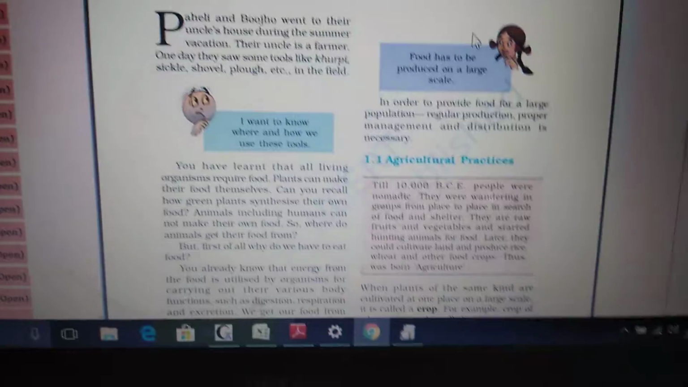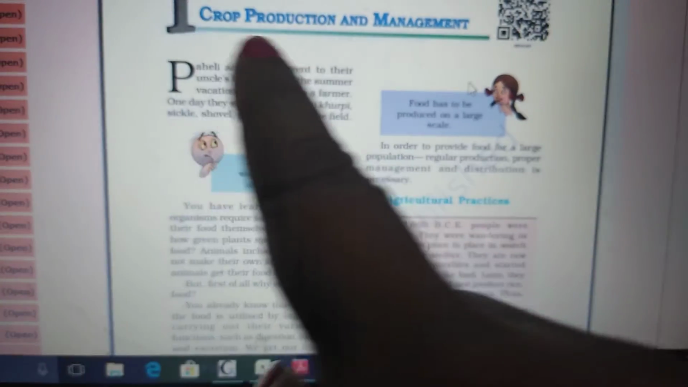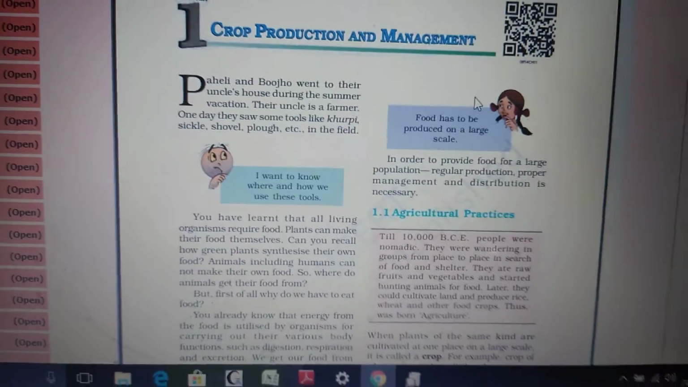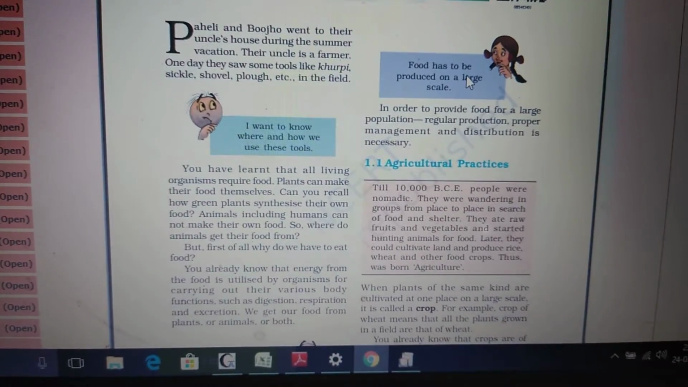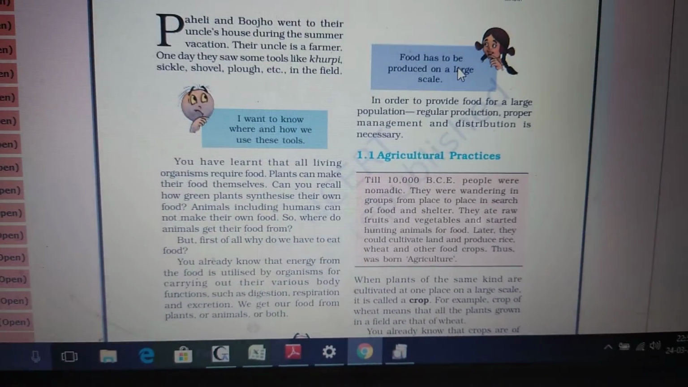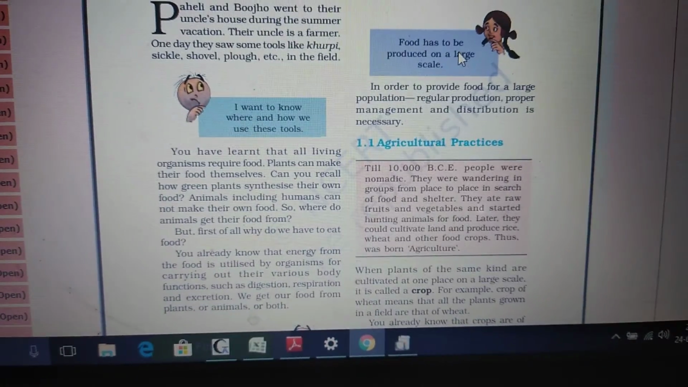So it is very much necessary for us to understand how we produce a crop and how we manage the crops. Herein we will see that all living organisms require food. Plants can make their food themselves.